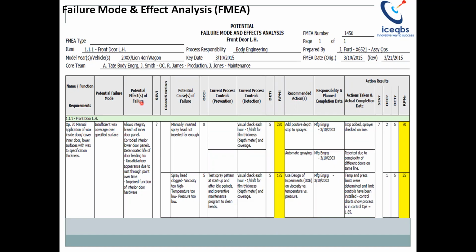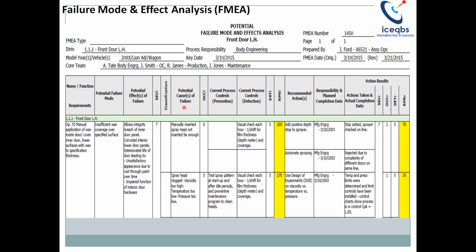Then what was the potential effect of failure? As soon as there is an internet failure, the connectivity with the participants will be lost, and accordingly the session has to be cancelled. That is the potential effect. So what is the severity? Depending upon the impact of the effect, I have to give a severity rating. We gave a severity rating of 10.